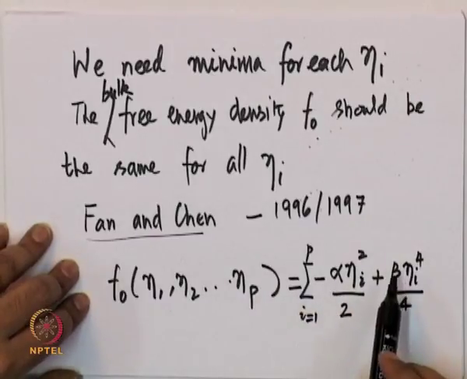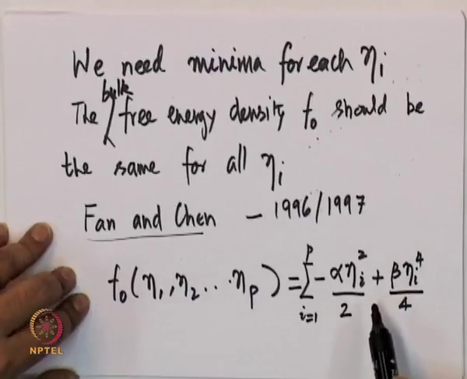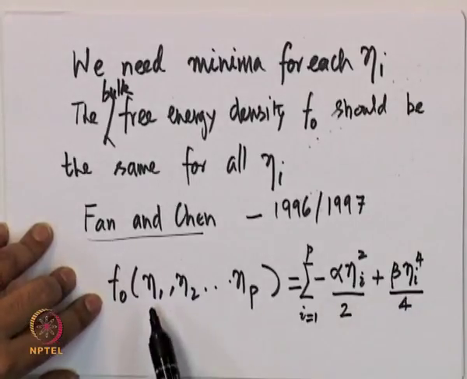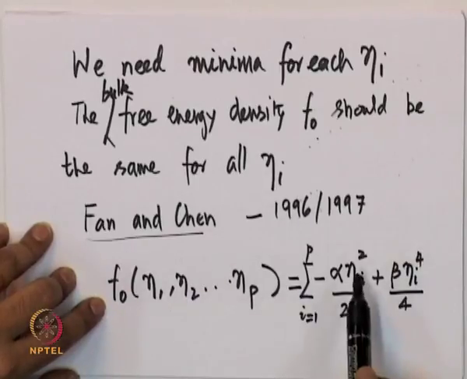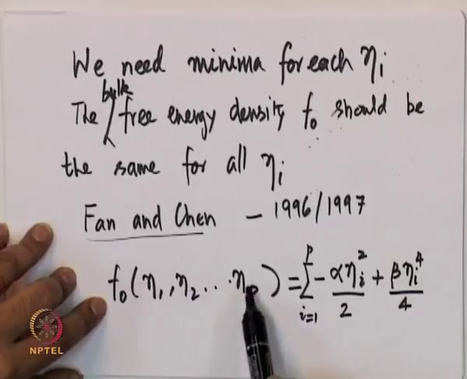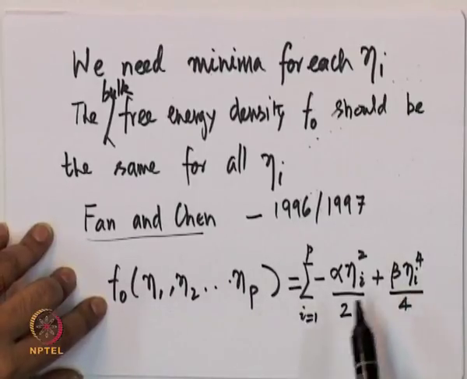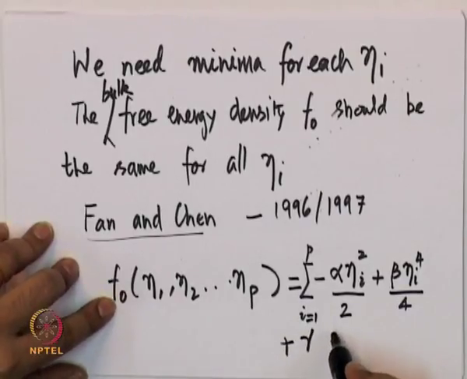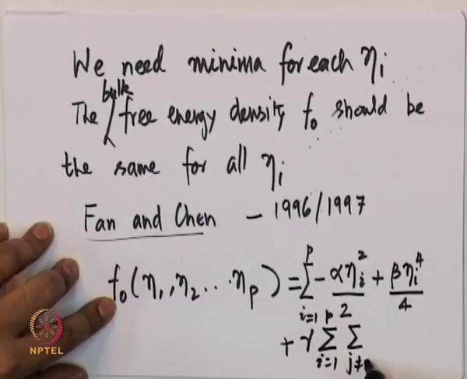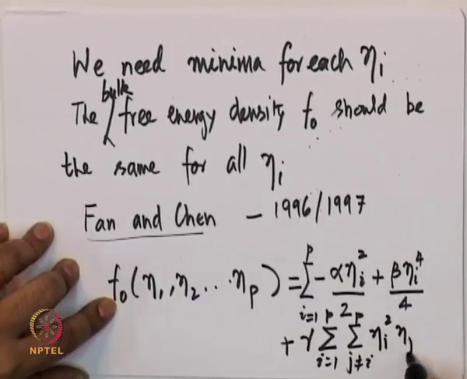And this alone is not sufficient, you also need cross terms, that is because we want to make sure that if any one of the eta takes a value of plus 1 or minus 1, then the rest of them should be 0 for the minima. If we just leave it with this, then all these order parameters taking a value of 1 will also be a minima, so we do not want that. Okay. So, we have this gamma summation I equal to 1 to p, j not equal to I, eta I squared eta j squared.